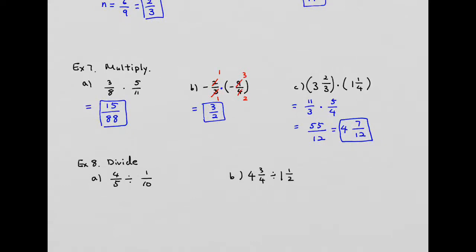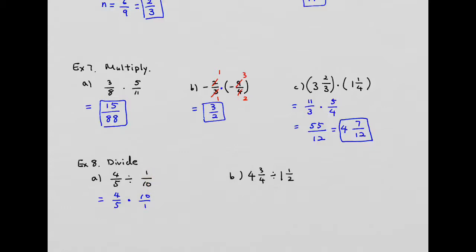Next example is dividing. Dividing is the same as multiplication. It's just adding one more step in the beginning, which is changing to multiplication. So with division, we're going to change to multiplication. When we change it, we need to make sure we flip the second fraction. So this division problem becomes times 10 over 1. So change division into multiplication and flip the second fraction.